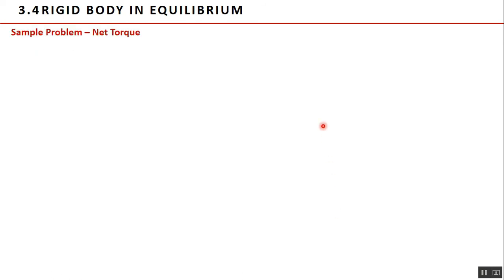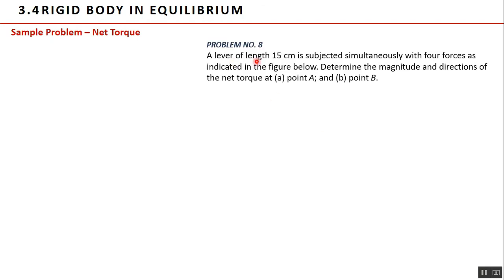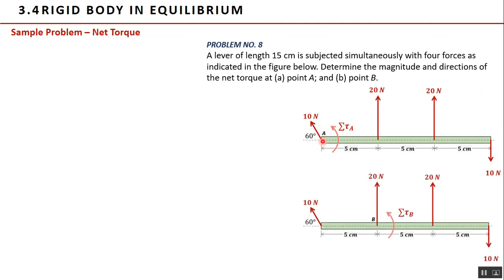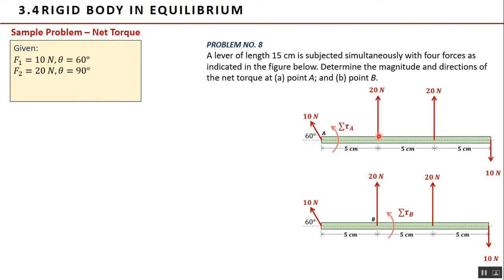Okay class, let us keep up. Problem number 8. A lever of length 15 centimeters is subjected simultaneously to 4 forces as indicated in the figure below. Determine the magnitude and direction of the net torque at letter A, point A, and letter B, point B. So we list down all given information. Force F1 is 10 newtons that acts 60 degrees from the lever. Force F2 is 20 newtons, which acts perpendicular to the lever. Force F3 is 20 newtons, and F4 is 10 newtons, both acting perpendicular to the lever. So we are going to solve for the net torque produced by these forces about point A and point B.